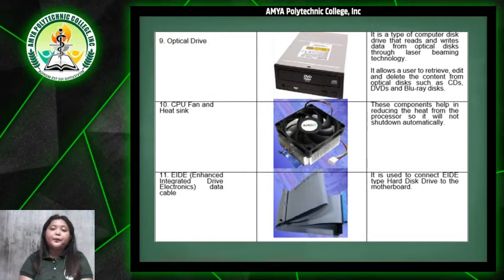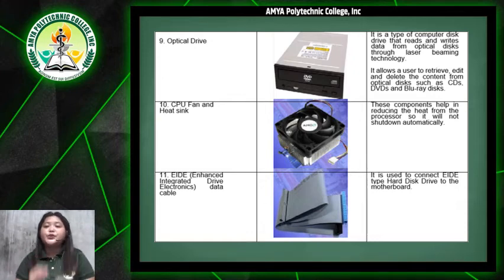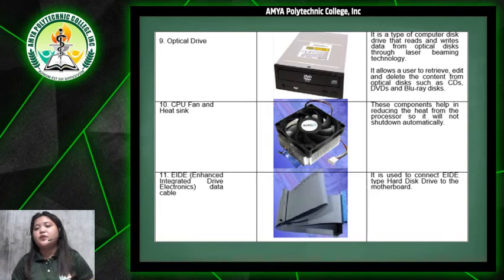Next is the optical drive. So that's the image of an optical drive. It is a type of computer disk drive that reads and writes data from optical disks through laser beam technology. It allows a user to retrieve, edit, and delete the content from optical disks such as CDs, DVDs, and Blu-ray discs. Next is our CPU fan and heat sink.